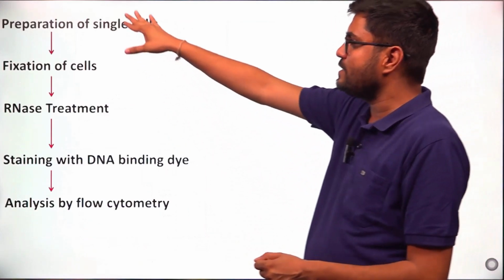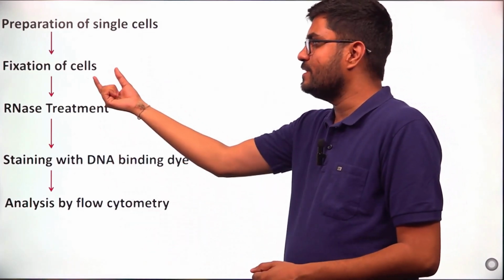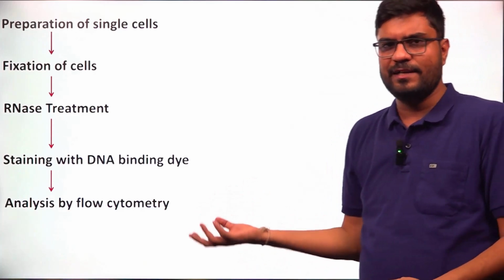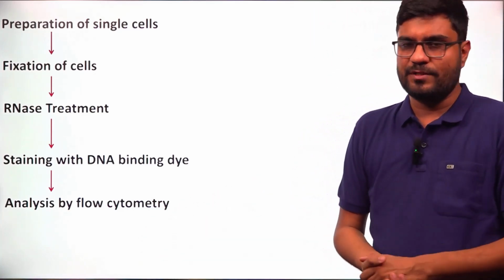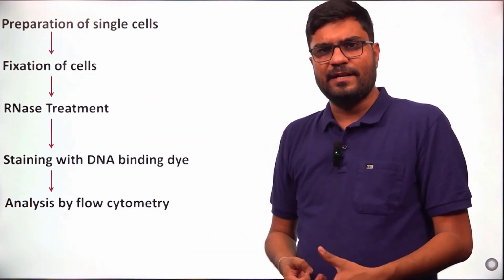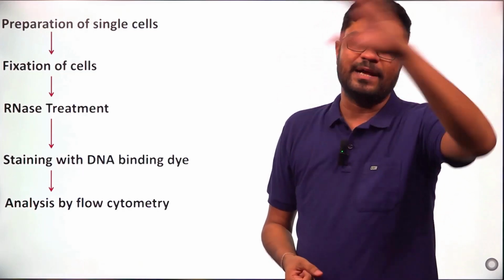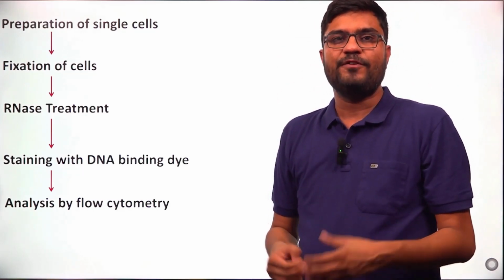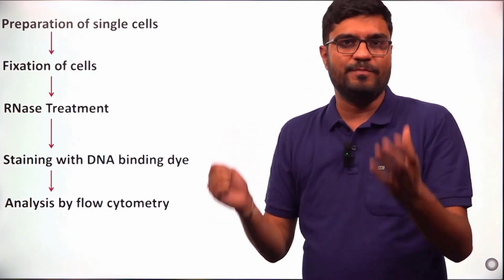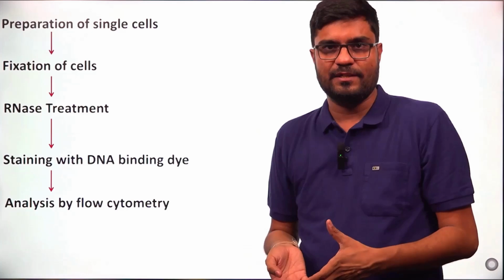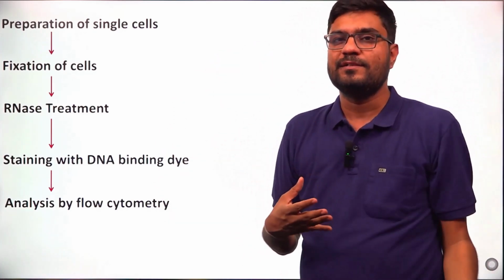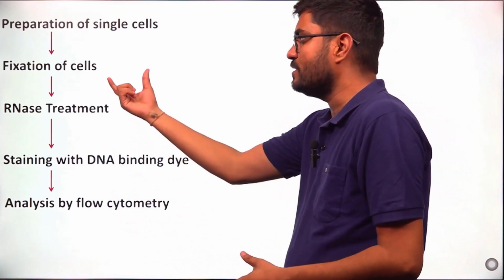So we prepare the single cells and we fix the cells. Fixing the cells is done by using 70% ethanol, in some cases aldehyde. People will ask the question: why do we have to fix the cells? The answer is very simple. Generally these DNA binding dyes like propidium iodide are pumped out by live cells. So if we want our dye to go inside the cell and stain the DNA, then cells should be fixed. Otherwise we will not get any fluorescent signal. The dye will come out in the media, in the liquid again. It will be thrown out by the live cells. So it is important to fix the cells.